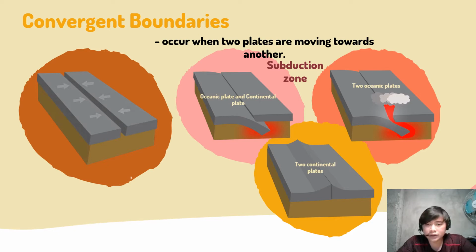And the last one is when two continental plates collide, ranges are created as the colliding crust is compressed and pushed upwards. So those are the three types of convergent boundaries.